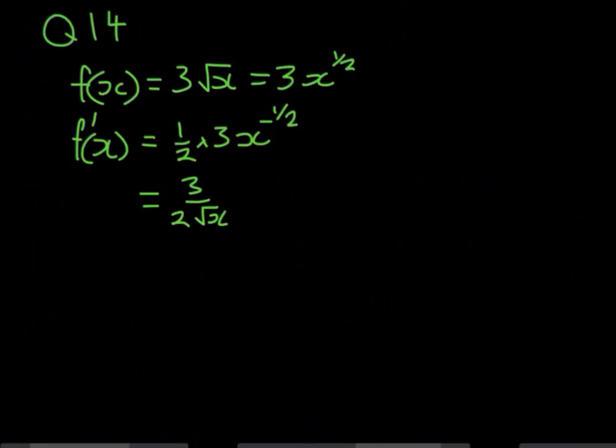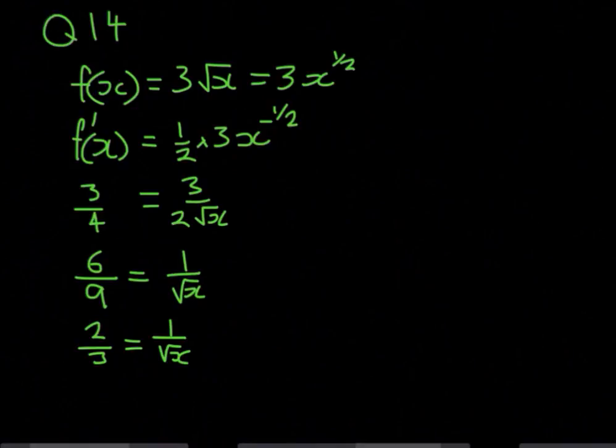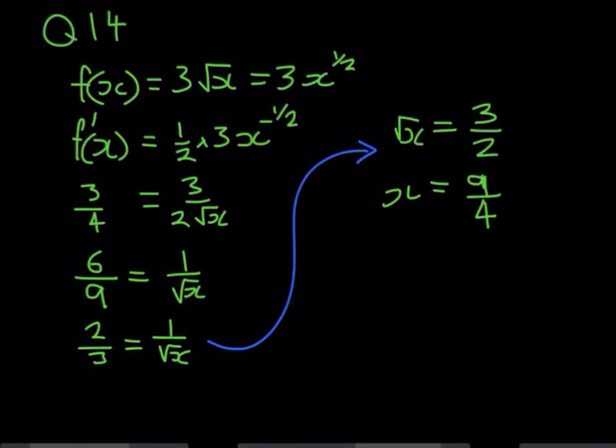And we're told that f dash x equals 3/4. So 3/4 equals 3 on 2 root x. And now all we need to do is make x the subject of the formula. So 6 on 9 is equal to 1 on root x. 2 on 3 is equal to 1 on root x. Root x equals 3 on 2. And x equals 9 on 4. So now we've found out what the value of x is.